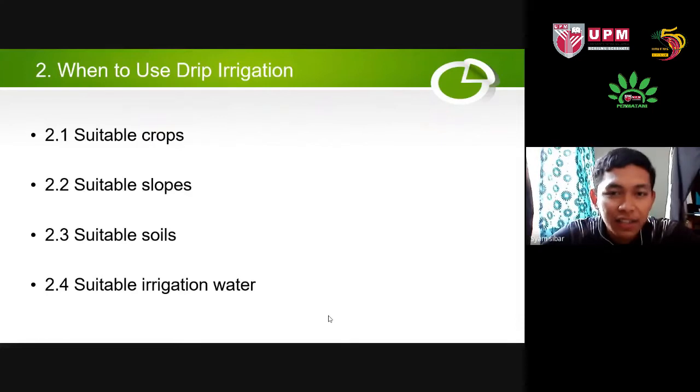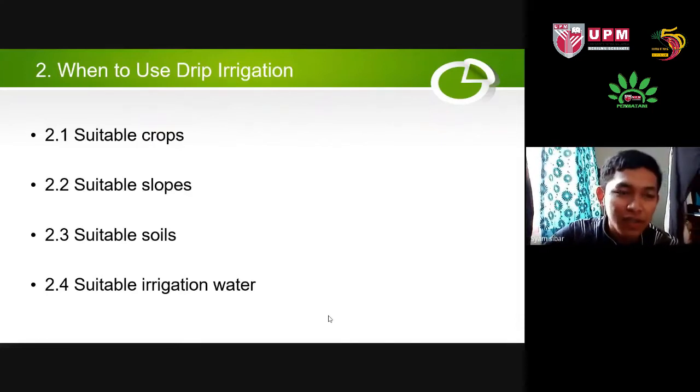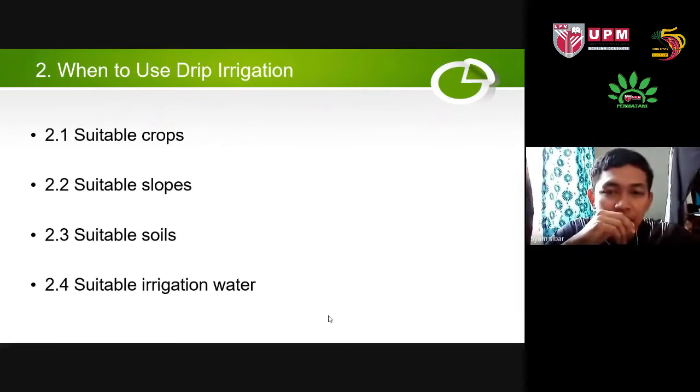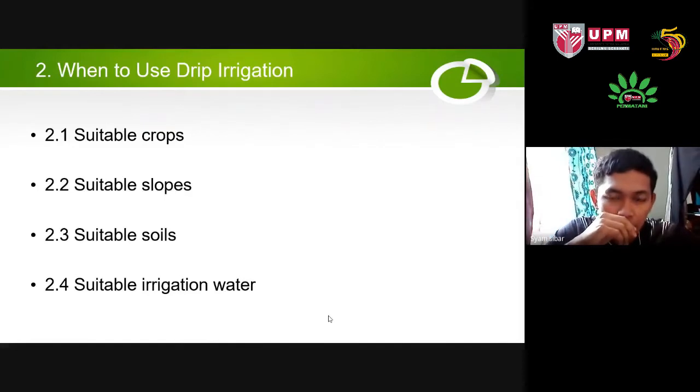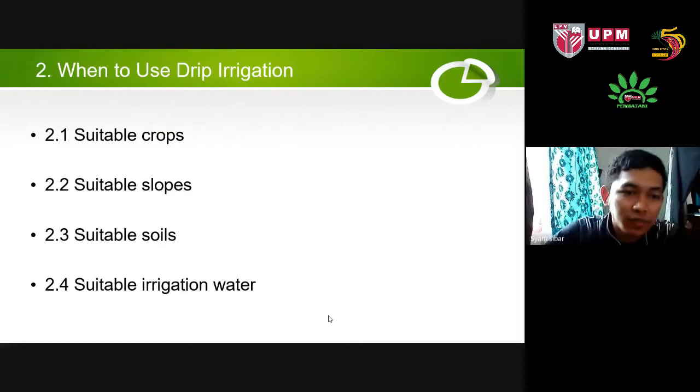Next, suitable slopes. Drip irrigation is adaptable to any farmable slopes. Normally, the crop will be planted along contour lines and water supply pipes. This is done to minimize changes in emitter discharge as a result of land elevation change.